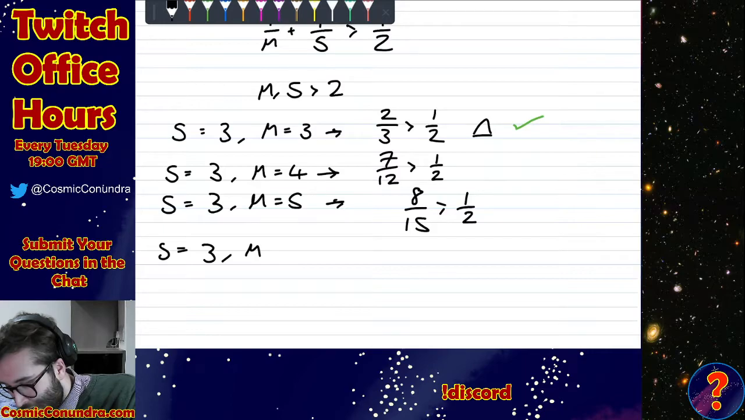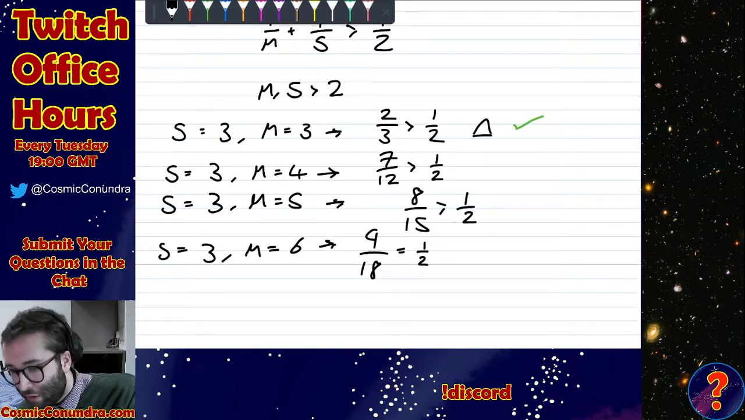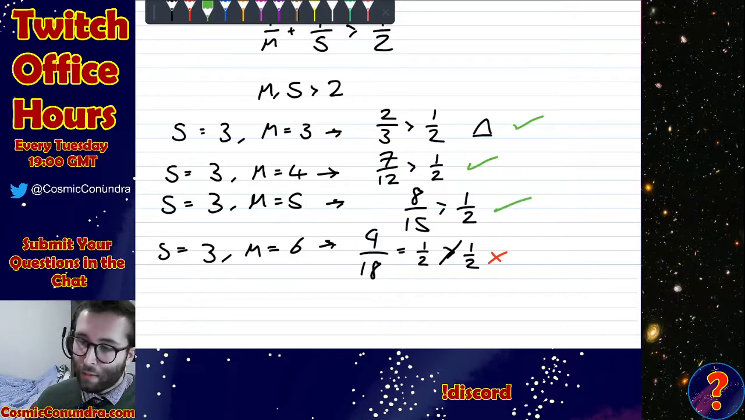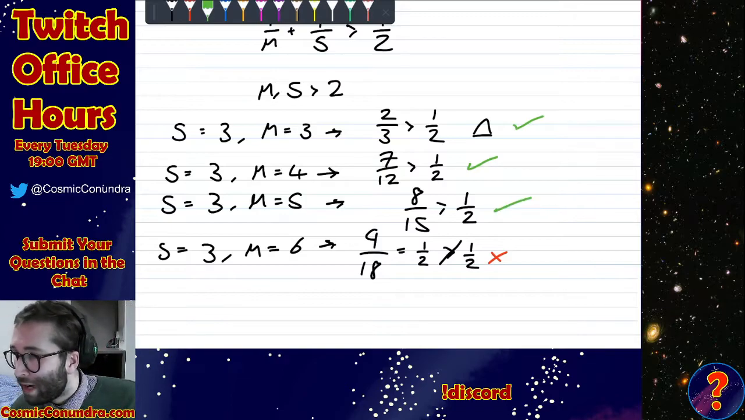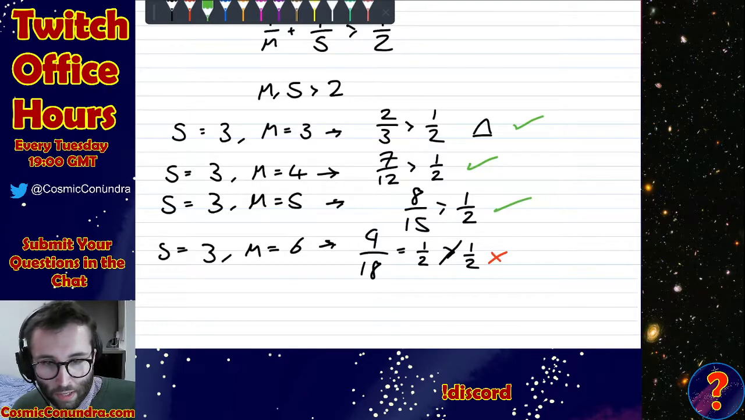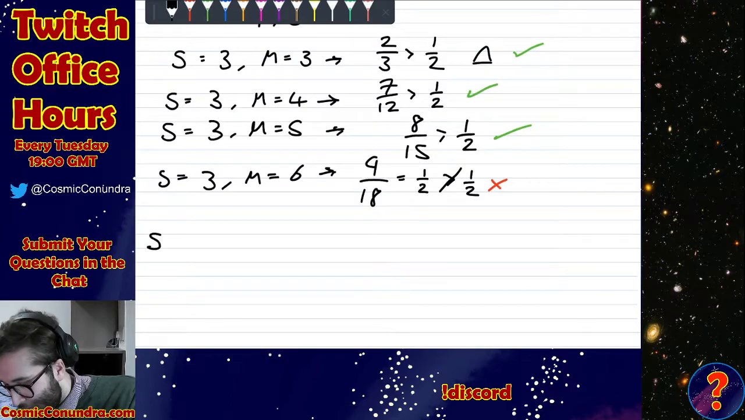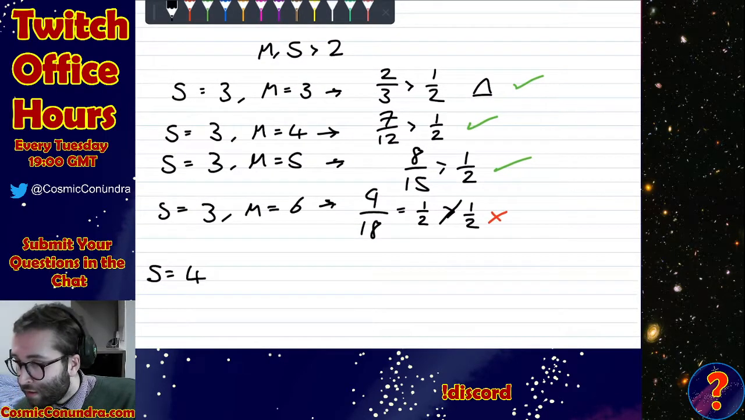But then s is 3 and m is 6. Now we have 9 over 18, which is equal to a half, and therefore is not greater than a half. You know, it's less than or equal to, but it's not greater than a half. So that doesn't work. These 3 are allowed. These are 3 kinds of faces we're allowed to build one of these Platonic solids with, but not the other one. So then you can move on and you can try, what about making a shape with square faces?